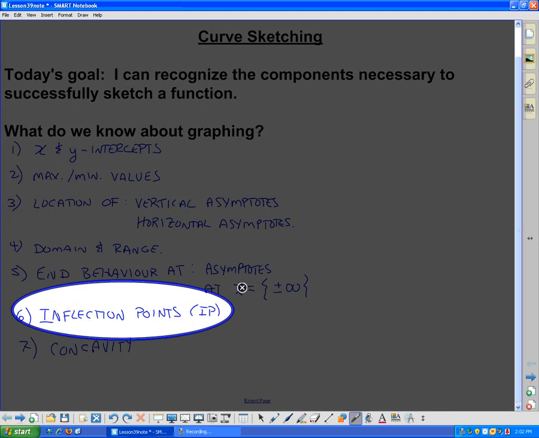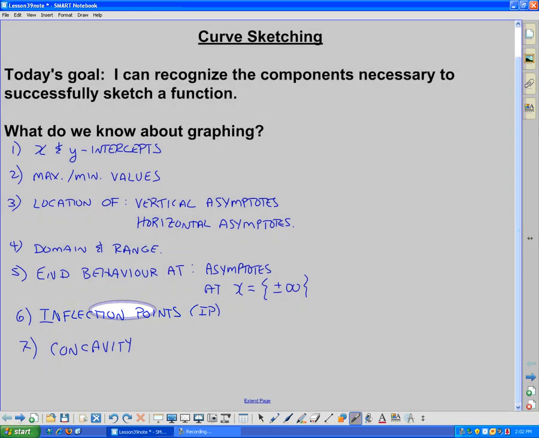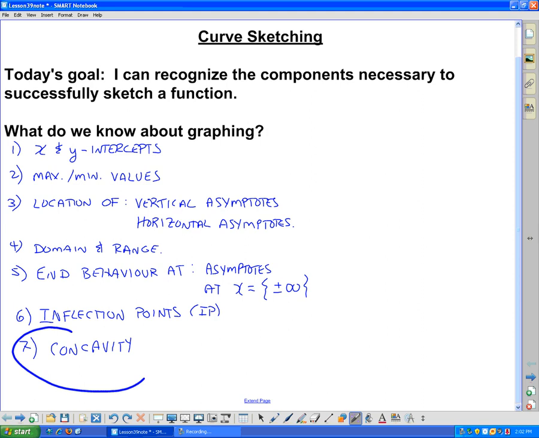So there's a terminology that may be new. Hopefully you had a chance to talk about this last semester, but we will talk about inflection points, and then this might be something that's completely new, and that's concavity. So those are really the seven key factors I feel are needed in order to successfully graph a function greater than a polynomial, so cubic or greater, or a rational function.